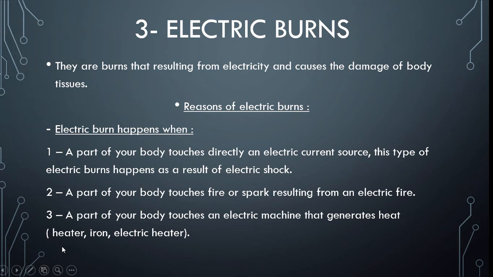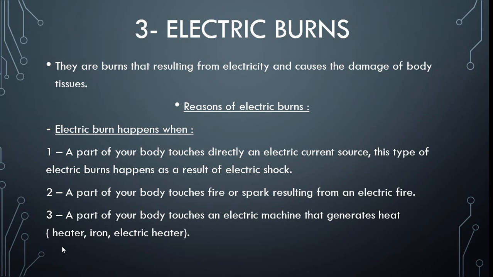The third danger of electricity is the electric burns. What is the meaning of electric burns? There are burns that result from the electricity and cause damage to the body tissues. So we are now talking about the burns that happen to our body. The reasons of electric burn, it has 3 reasons. The electric burn happens when, first of all, a part of your body touches directly an electric current source. This type of electric burn happens as a result of electric shock.